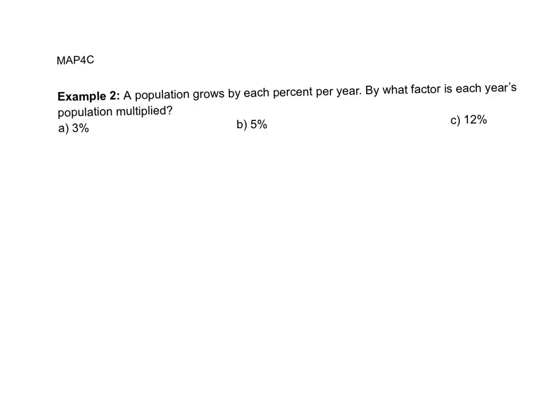By what factor is each population multiplied? So if it is growing by 3%, you're going to have 100% of what you started with plus another 3%. So when it is a growth, you are growing at 100% plus the percentage of growth.